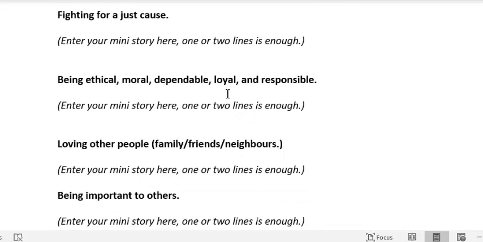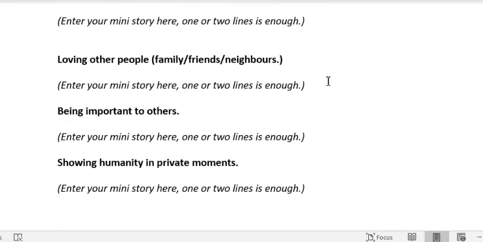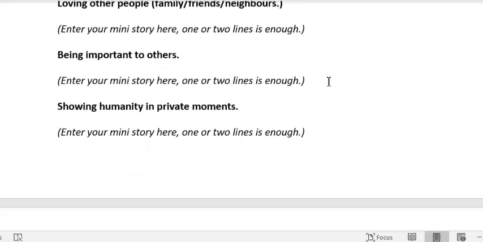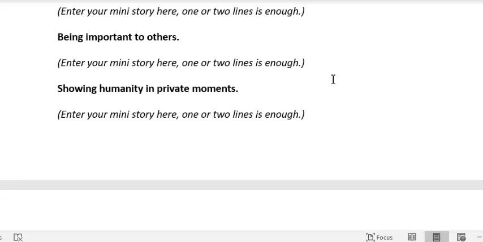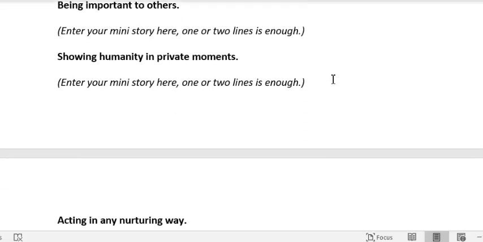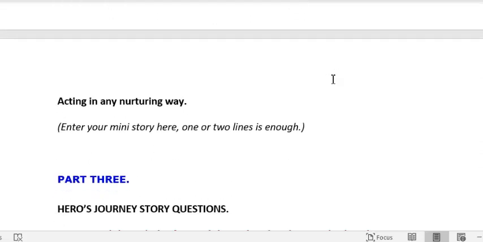Being ethical, moral, dependable, loyal and responsible. Pause if you need to. Loving other people. Again, that's a good one, really good one. Pause if you need to. Being important to others, people looking up to you, people needing you, people relying on you. So once again, pause if you need to. Showing humanity in private moments. Again, pause if you need to. And acting in any nurturing way. Again, this is a great character trait. And pause if you need to.